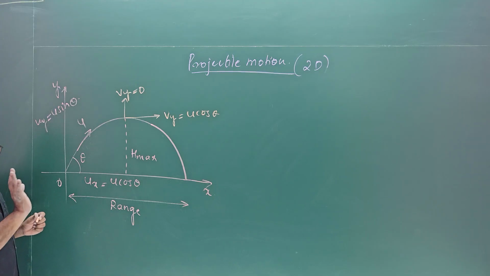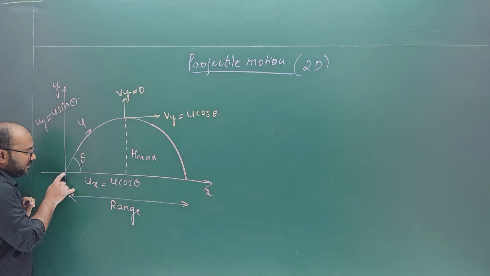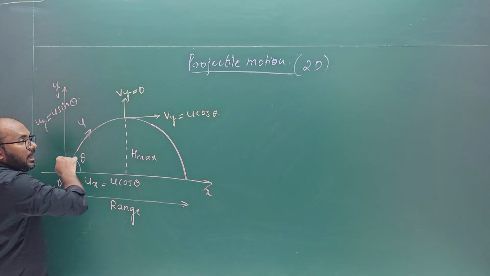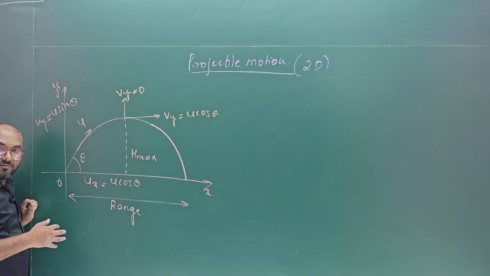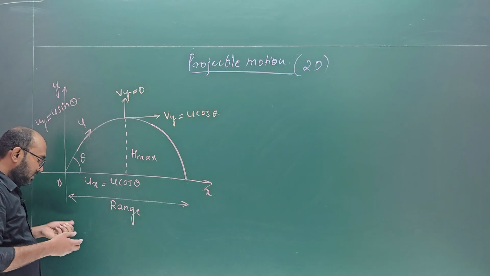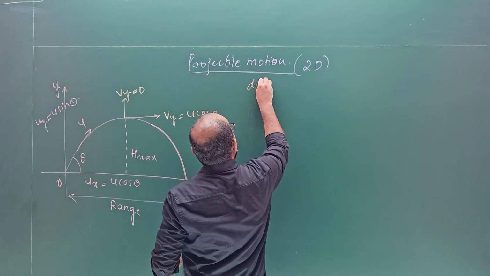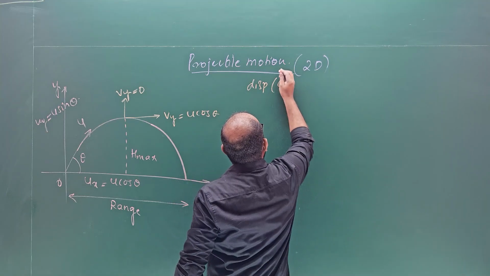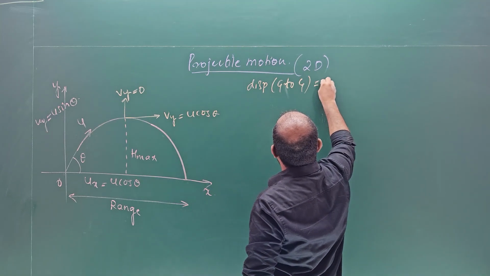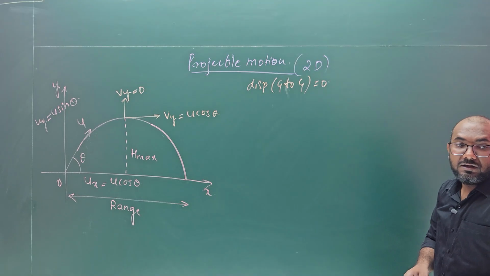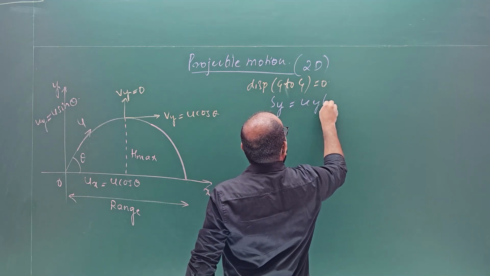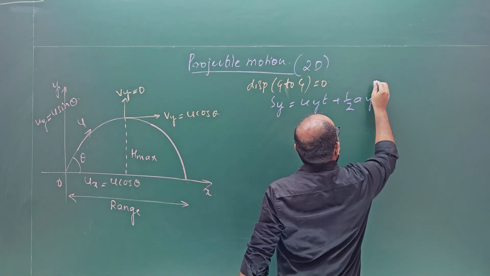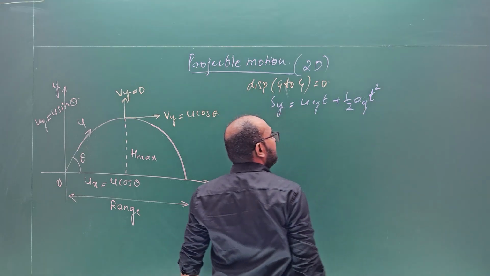Now, let us calculate the displacement along the y-axis, from ground to ground. If I throw the object from here, after some time it hits the ground. Yes or no? Displacement along the y-axis is what? 0. Whenever displacement along the y-axis is known, can we calculate the time also? Yes. So displacement along the y-axis from ground to ground is what? 0. Then can I use Sy is equal to Uy t plus half Ay t square? Can I write like this?